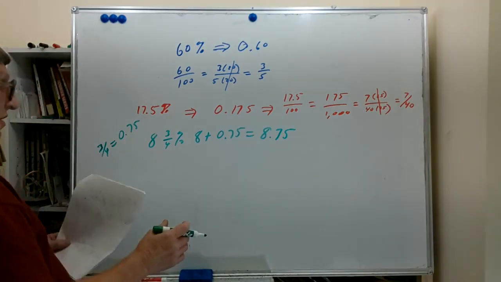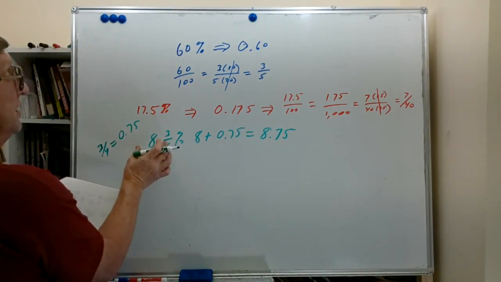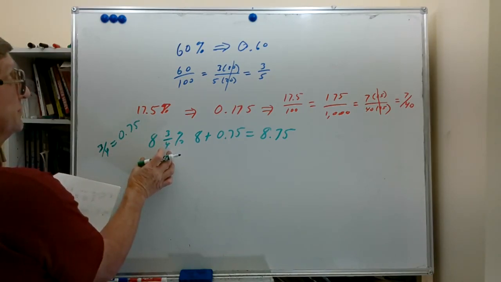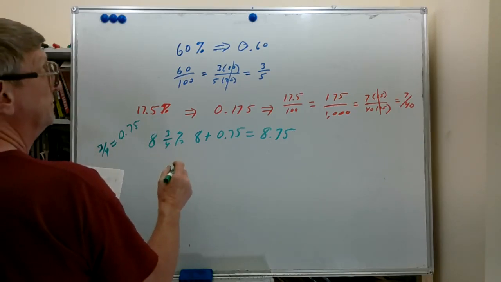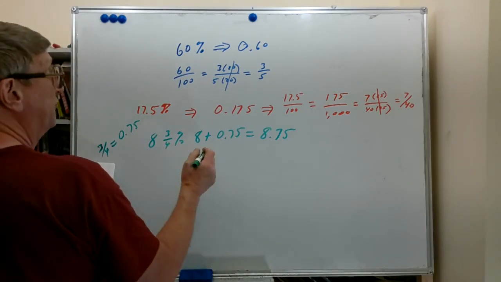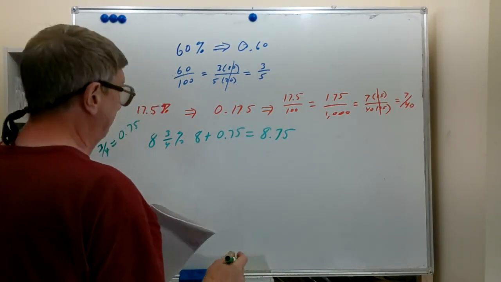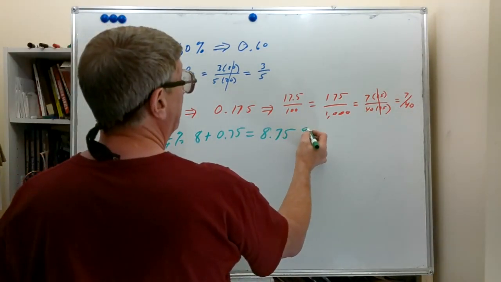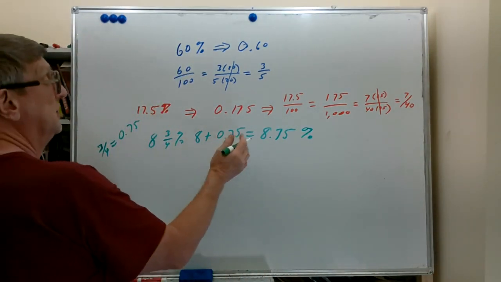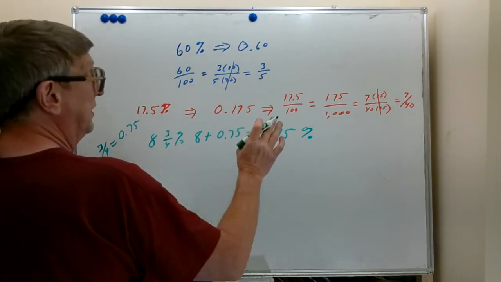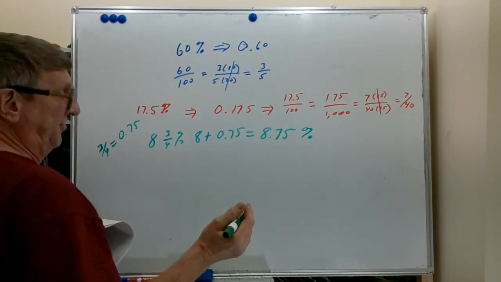So here is our decimal version of our percent. This is just the percent, 8.75%. We converted the 3/4 to decimal so we could add them together. So here it's 8.75% and 8 3/4%, exactly the same number.